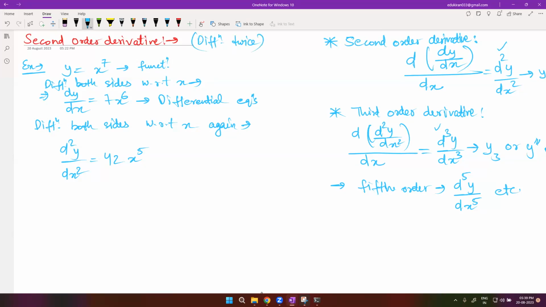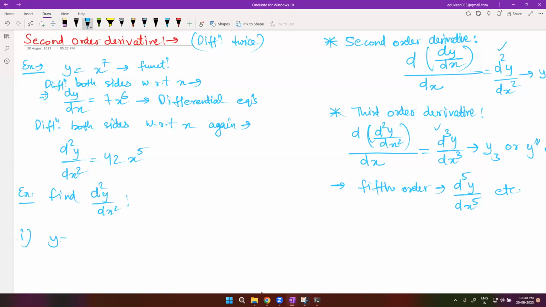So in layman terms, if I talk about second order derivatives, it means that you are differentiating twice. If you talk about third order derivatives, it means that you are differentiating thrice, right? This is very basic stuff. Now let's apply this for some questions first, then we will go to the next type of questions where we will be facing problems. So let's find out d2y by dx square for the given problem.